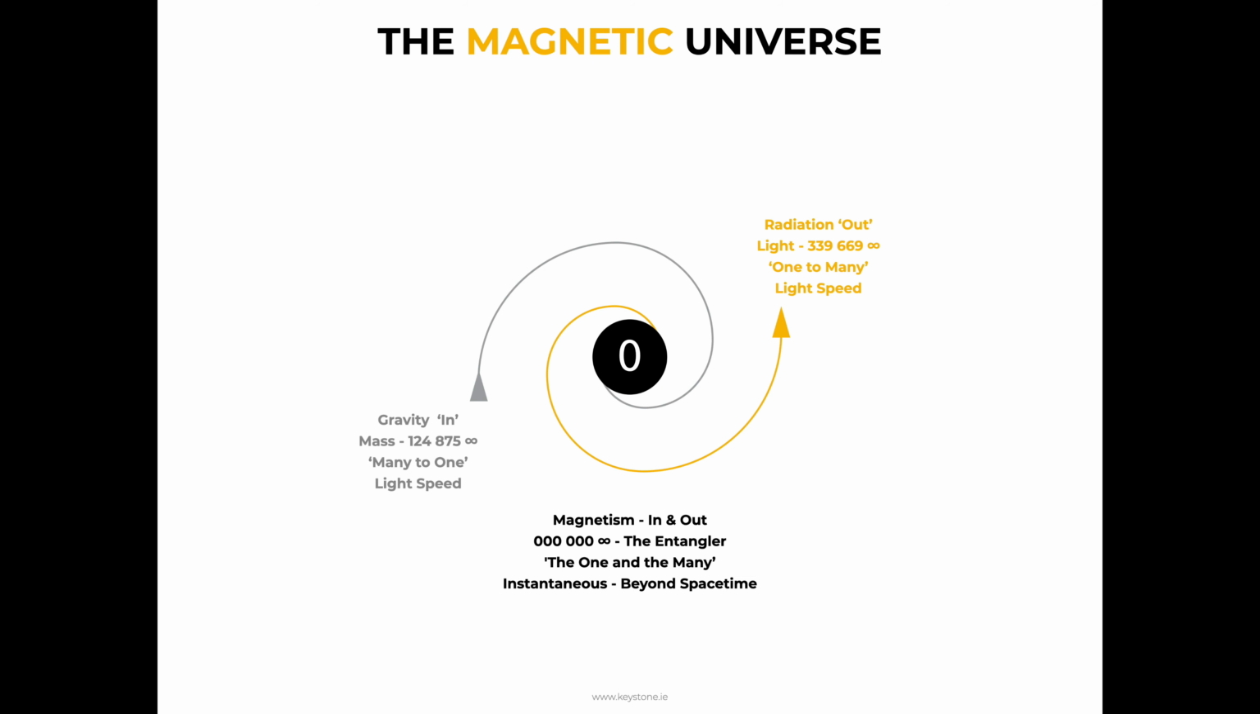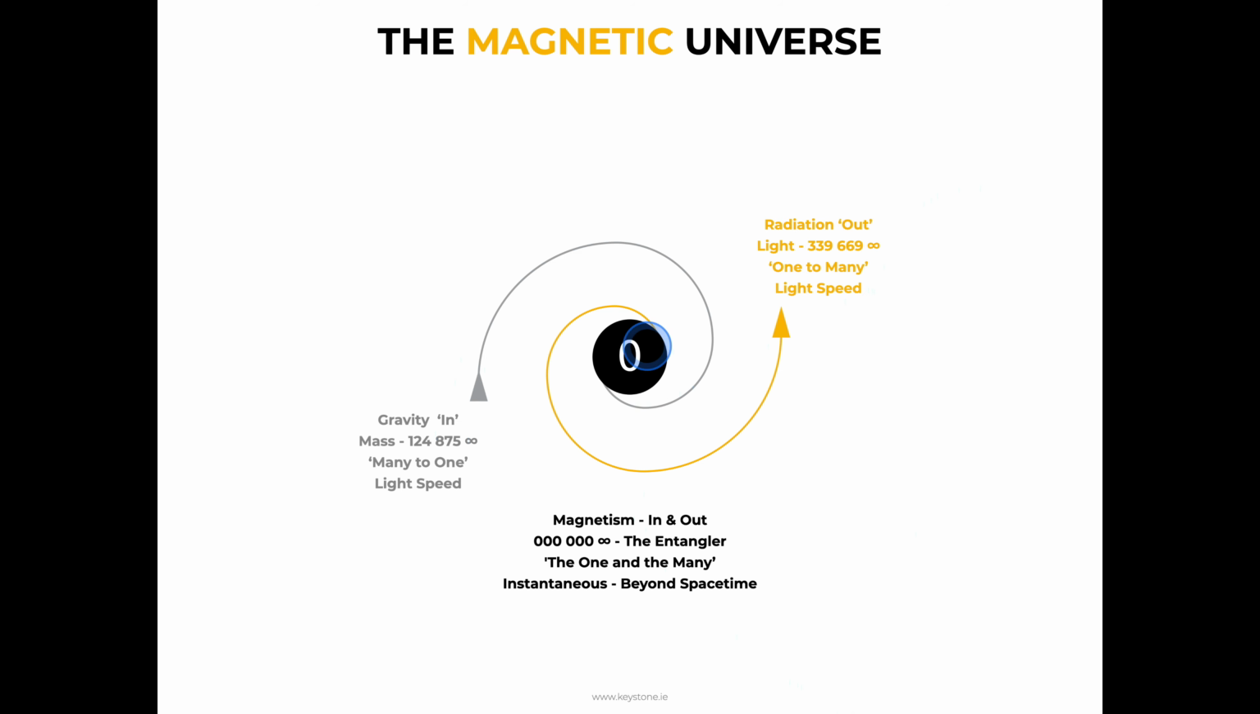In summary, we live in a magnetic universe. Gravity in, radiation out, and magnetism in the center. Magnetism is life force. Gravity in is based in mass, and that's 124875. There is a direct relationship between mass and those numbers. Gravity goes from many to one, and it moves at light speed, the speed of light. Radiation is outwards. It's light, or electromagnetism, 339669, and that goes from one to many. And it also moves at the speed of light.